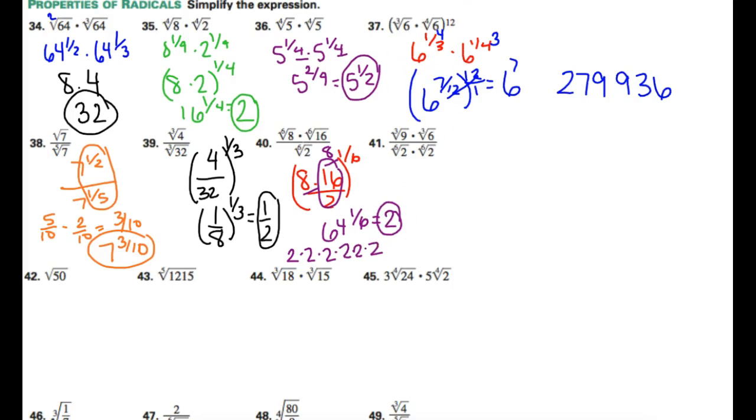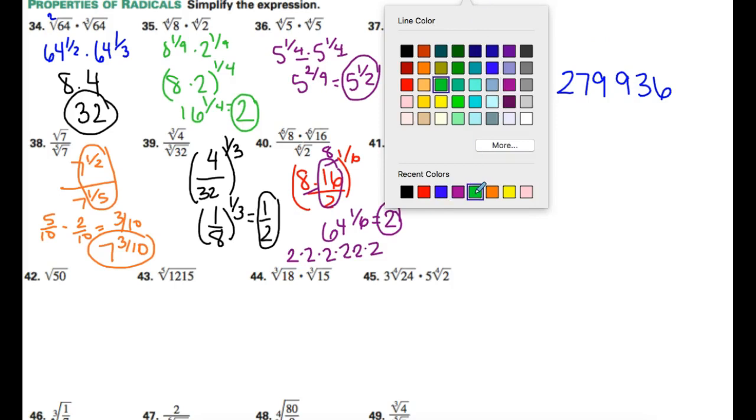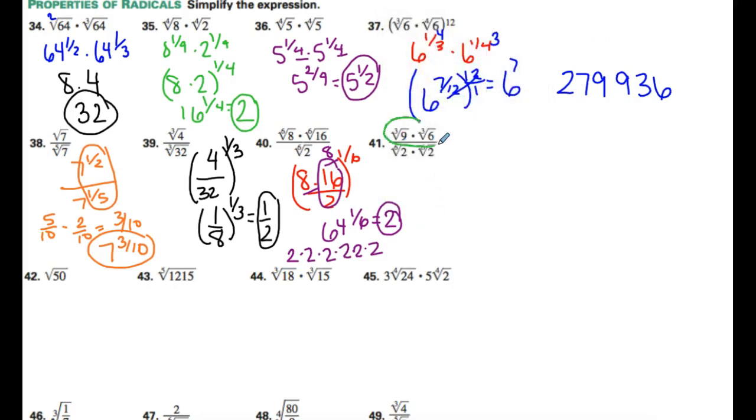Okay, so let's go ahead and take a look at the next example. When you look at this example, I hope you notice that the numerator has the same roots. So that means I have 9 times 6 to the 1/3 over 2 times 2 to the 1/6. Okay, so let's think about this. 9 times 6 to the 1/3. That means I have 54 to the 1/3 over 4 to the 1/6.